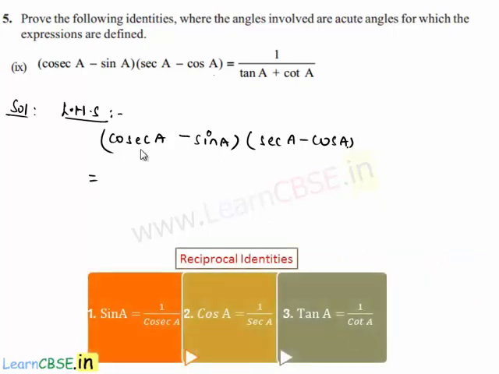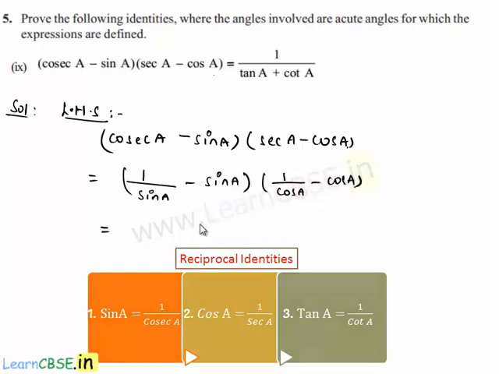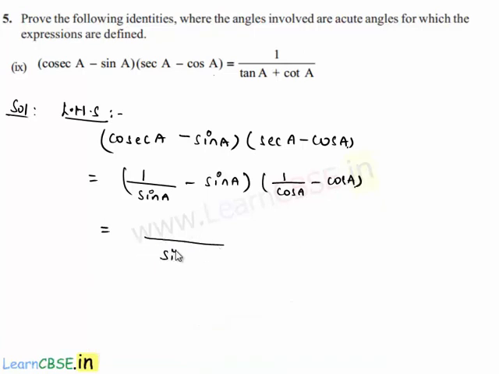which is equal to, here cosecant A can be written as 1 by sin A minus sin A, into secant A can be written as 1 by cos A minus cos A, which is equal to, let us take LCM as sin A, then it becomes 1 minus sin square A in the numerator, and if we take cos A as denominator in the second term, then it becomes 1 minus cos square A in the numerator.